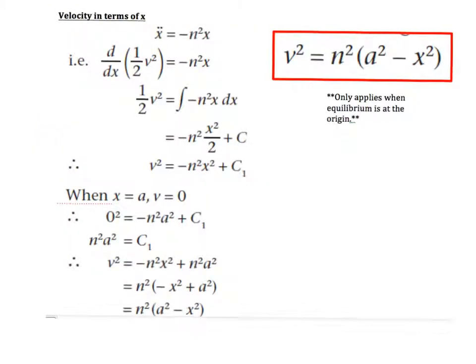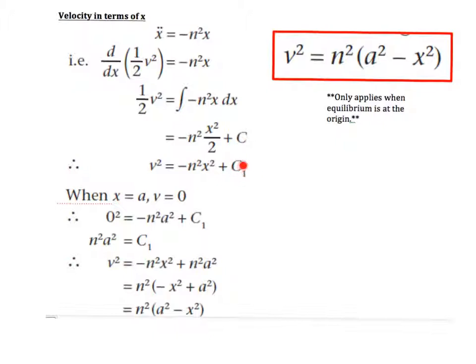And some more notes for you in terms of velocity in terms of x. So we've got the acceleration there is -n squared x. And you know that acceleration is d/dx of half v squared, so that must also equal -n squared x. If we integrate both sides with respect to x, then we get this with our constant of integration. And if we just multiply both sides by 2, we get a new constant of integration. So that's why I've got c there and then c1 there, because the c1 represents 2 lots of c.